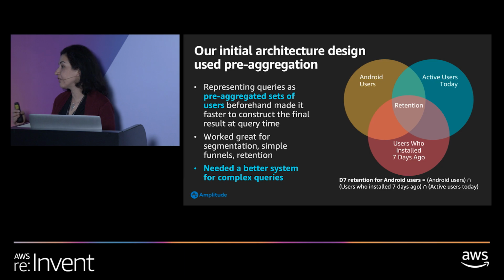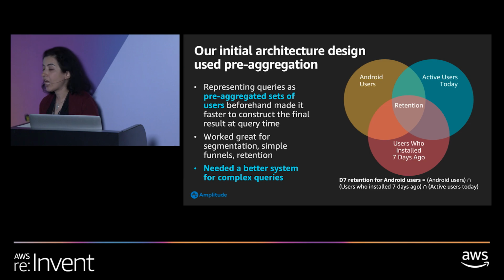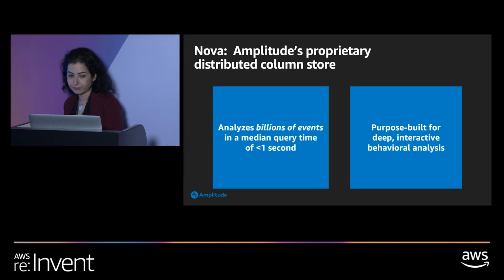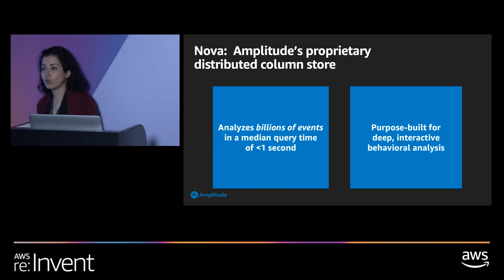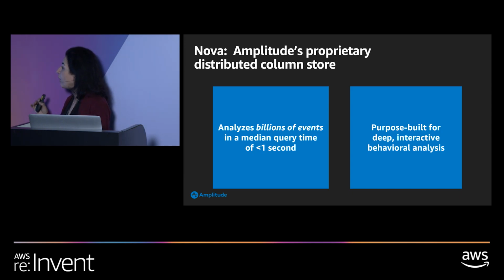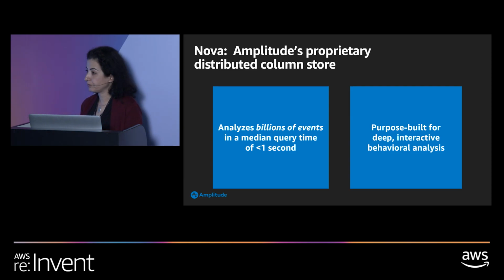But we realized that we are hitting a limit, and we cannot do complex joins like the one that I showed in Pathfinder. And we realized we need to change our architecture and have a more complex architecture to handle these complex queries. And that's why we built our own solution, which we call Nova. Nova is Amplitude's proprietary columnar storage, and we can actually process more than 1 billion events in less than 1 second. And it was purpose-built for user behavior analytics and doing deep analytics on that.